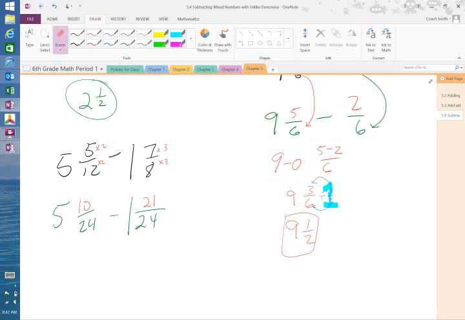So somebody walks in and they want one whole pizza and 21 of the 24 slices of another pizza. Well, I've got 5 whole pizzas and 10 slices of the 24 left. So I have to borrow from the 5, making it a 4. When I borrow, all I have to do is add the denominator to the top number. So all I basically have to do is add the 24 to the 10. What is 24 plus 10? 34. And so that gives me 4 and 34 over 24 minus 1 and 21 over 24.